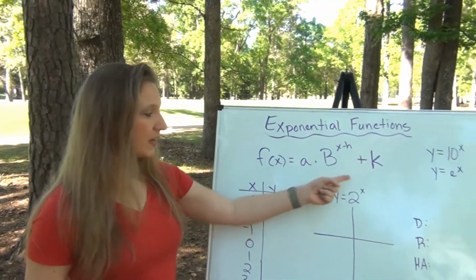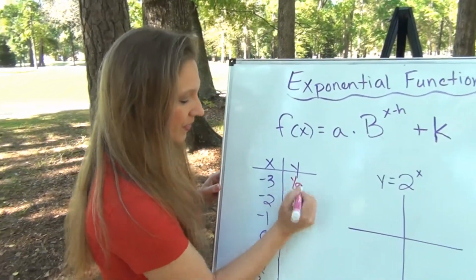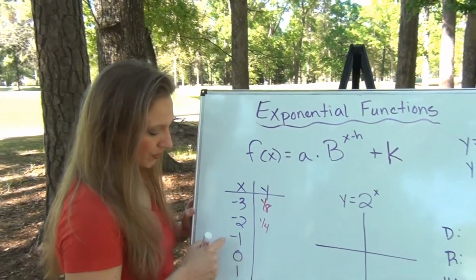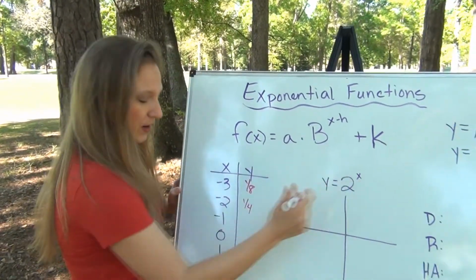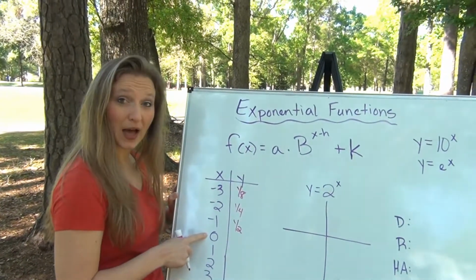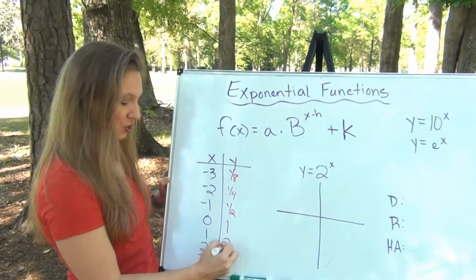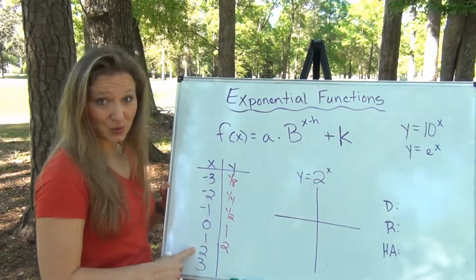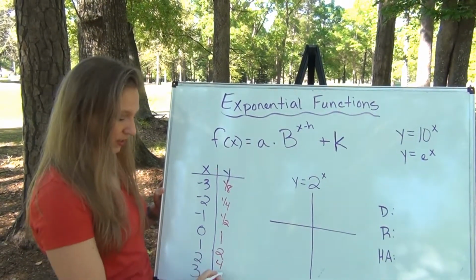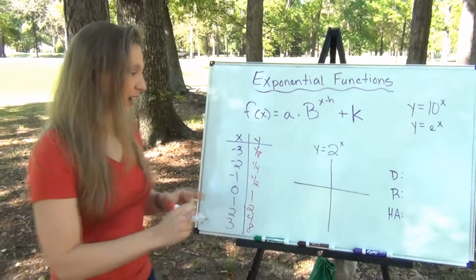So if I plug in -3 in for x, that is going to give me 1/8. If I plug in -2 for x, that's going to give me 1/4. If I plug in -1 for x, that's going to give me 1/2. 2 to the 0 power is 1. 2 to the first power is 2. 2 squared is 4. And 2 to the third power is 8. So this will give me an idea of what the exponential graph is going to look like.